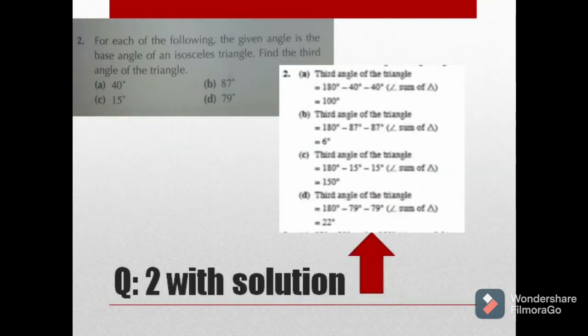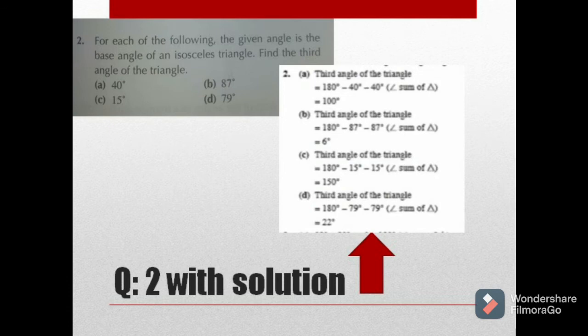So this is question number 2, and it says for each of the following, the given angle is the base angle of an isosceles triangle. Find the third angle of the triangle. So there are values given of an isosceles triangle. What do we mean by an isosceles triangle? As I told you before in the starting, an isosceles triangle is a type of triangle which has two angles of the same value. There is given one value of the base angle of the isosceles triangle, which means that one of the angles of the triangle will be equal to 40 degrees in the first part.